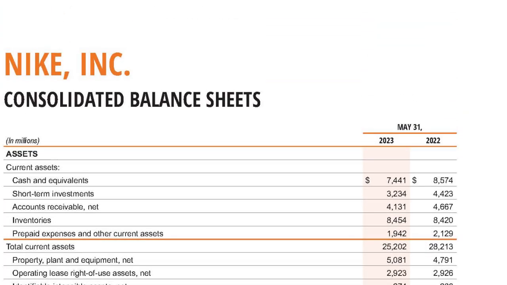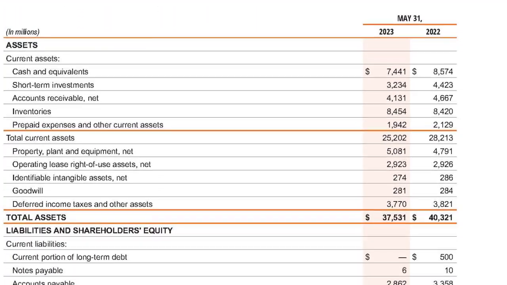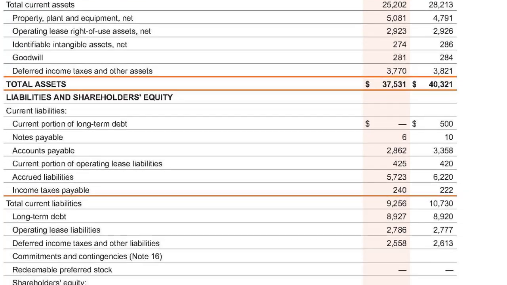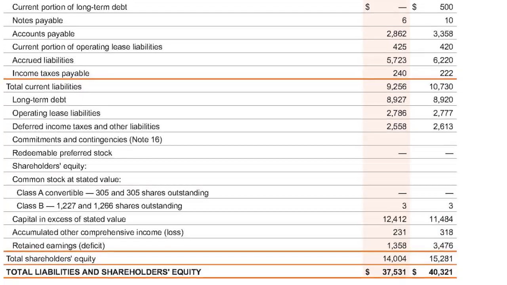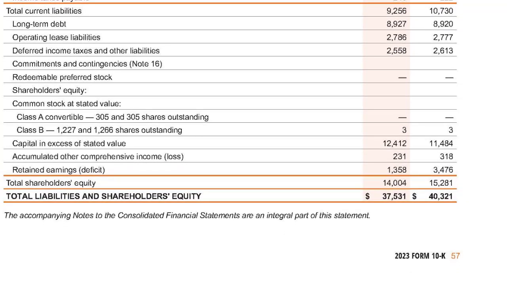As you can see from Nike's balance sheet, there are lots of different line items. Over the next few lessons, I'll be breaking down the most common items found on the balance sheet, what they are, as well as useful numbers and ratios we can calculate from them to help us analyze companies and stocks.